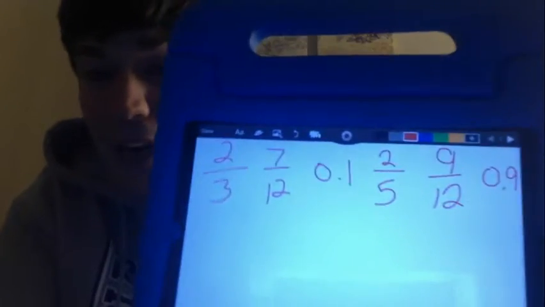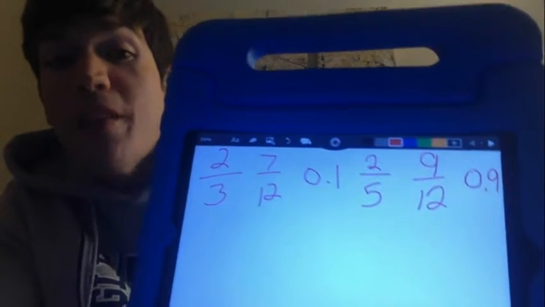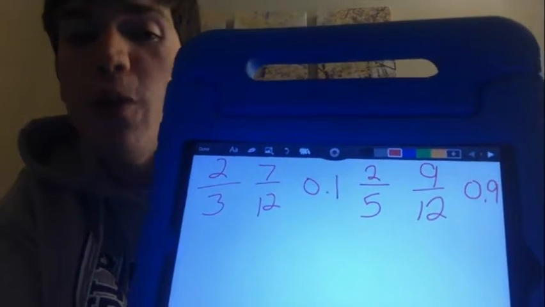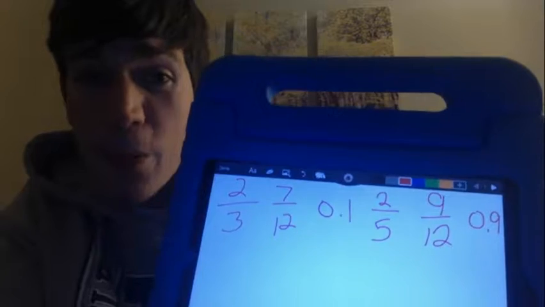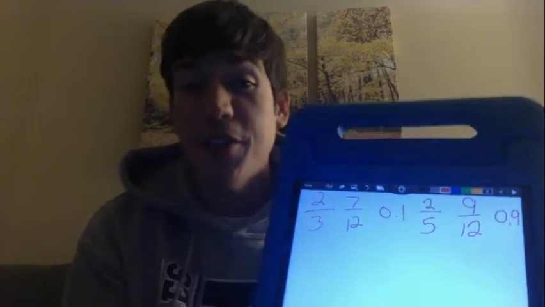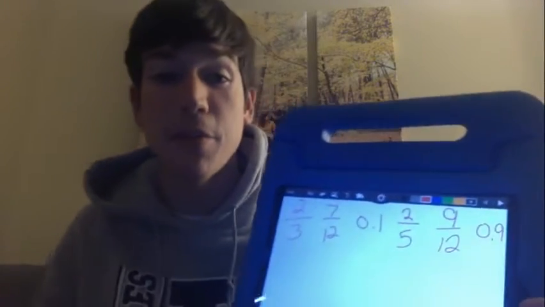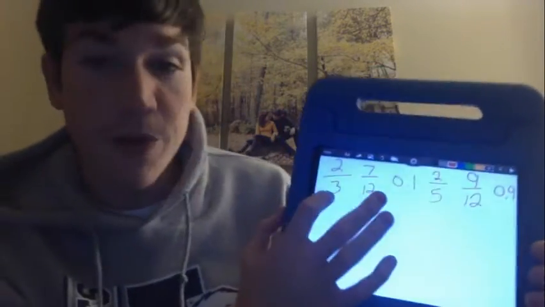Now, going back to this page, my first strategy that I always use when looking at fractions and decimals is I always compare them to the most useful benchmark fraction, in my opinion, which is half. So I'm going to look through each of those numbers, and the first question I'm going to ask myself is, is this number bigger than half, or is this number smaller than half? So let's start here with 2/3.